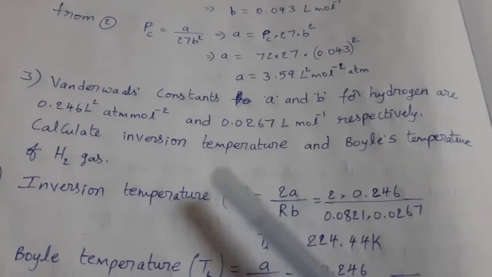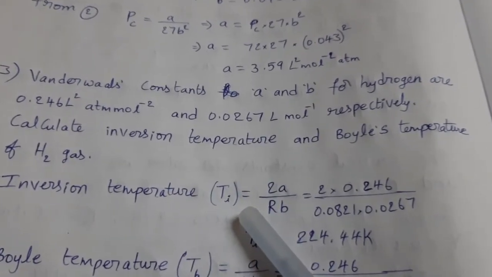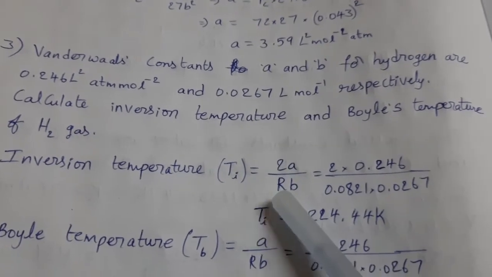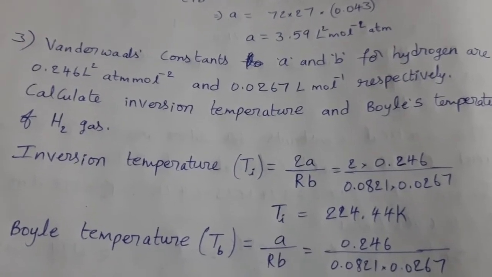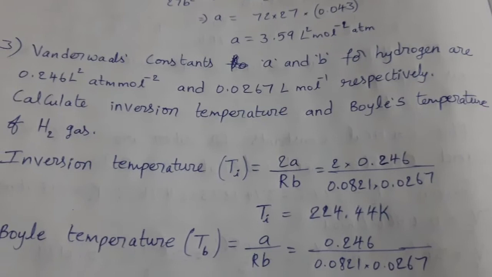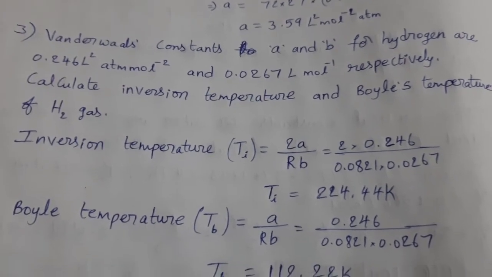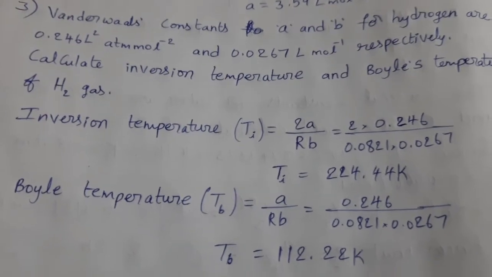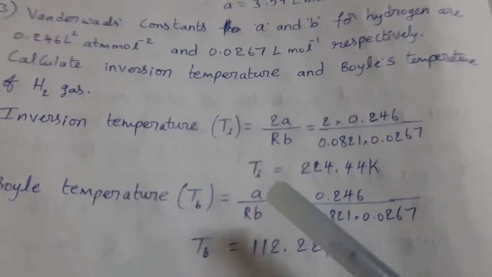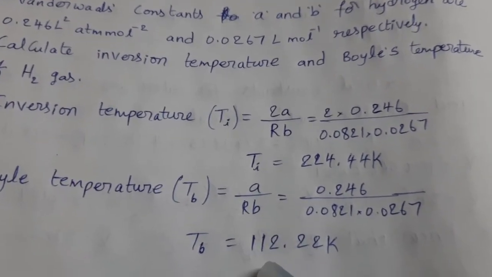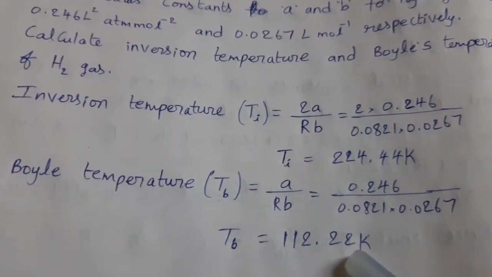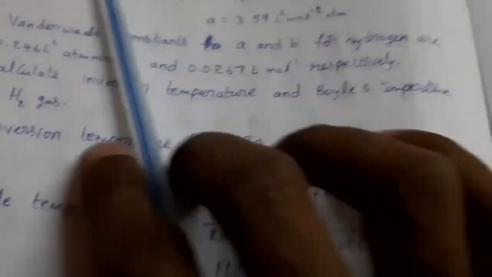Say this, inversion temperature Ti equal to 2A by RB. Substitute A, B and R value, we can get inversion temperature 224.44 Kelvin. Boyle's temperature TB, what is the formula? A by RB. So substitute A, B and R, we can get Boyle's temperature, that is 112.22 Kelvin.